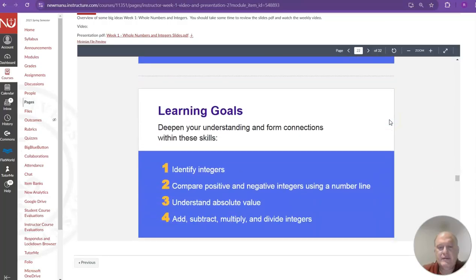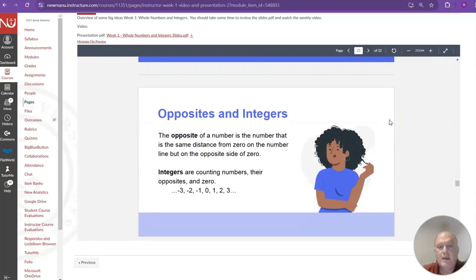Let's talk about integers. Opposites and integers. The opposite of a number is the number that is the same distance from 0 on the number line, but on the opposite side of 0. Integers are counting numbers, their opposites, and 0. So they mention a number line. So here's a number line. We usually put arrows on the end of it to make sure we understand that it goes on forever. Here's 0.